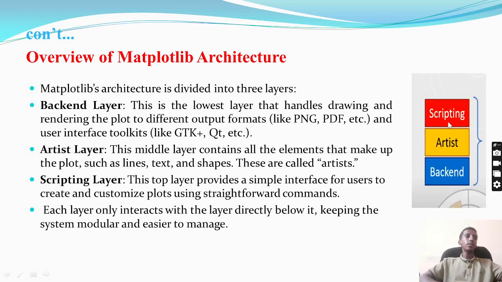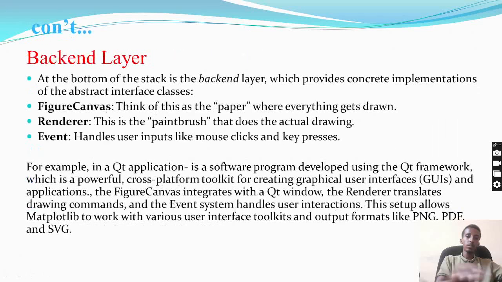The middle one is the artist layer. The middle layer contains all the elements that make up the plot, such as lines, ticks, and shapes. We call these the artist, as the name suggests. The third layer is at the top, used for simplifying the interface for users to create and customize plots using straightforward commands. As we have seen here, each layer only interacts with the layer directly below it, keeping the system modular and easier to manage. We are going to see each layer individually.